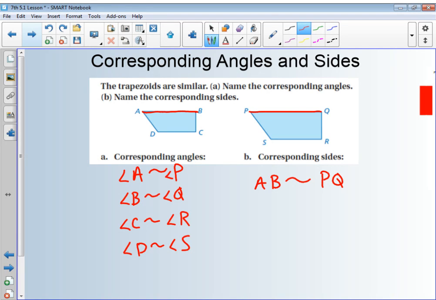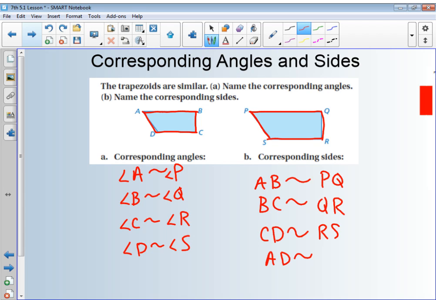Okay, BC corresponds to QR. CD corresponds to RS. And lastly, we've got AD, or DA, however you choose to do it, corresponds to PS. Okay, so those are our corresponding sides.